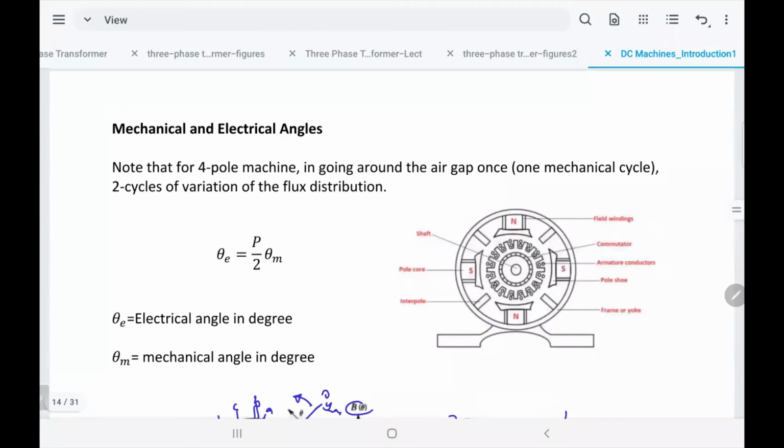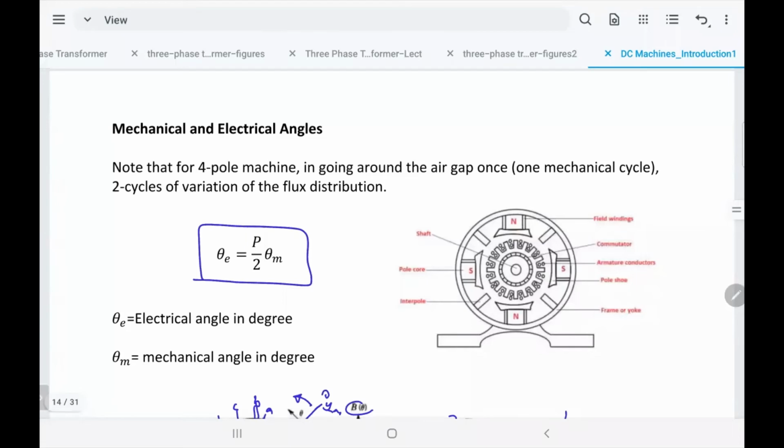Why divide by 2? Because one cycle is made by one north and one south. Every one north and one south make one cycle. That's one pair. North and south make only one pair. They make one electric cycle. So if you have, let's say, 6 poles, 6 poles mean they are going to make 3 electric cycles. It's an easy formula: the electric angle, how do you calculate? You divide the number of poles by 2 and multiply it by the mechanical angle.